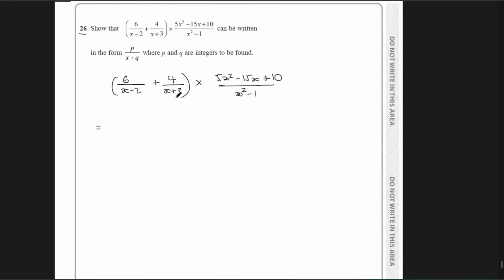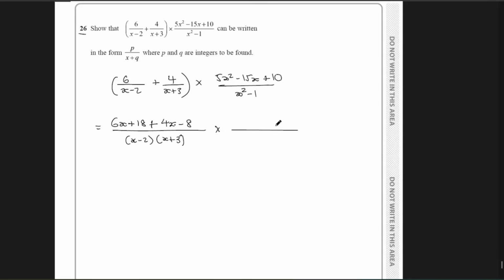First of all, within the brackets, we need to make sure the denominators are common. We will multiply the first fraction with x plus 3 top and bottom. So 6 times x plus 3, which is basically 6x plus 18. The common denominator would be x minus 2 times x plus 3. And the numerator of the second fraction would be 4 times x minus 2, which is 4x minus 8. So that's the fraction within the brackets times.